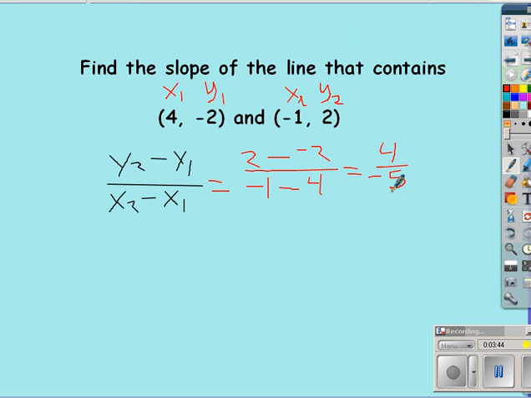One of the nice things about this formula is it does not matter which one is your x1 and which one is your x2. If I flip these numbers around and do -2 minus 2 all over 4 minus a -1, doing it the opposite direction, backwards, I still end up with -4/5. So it doesn't matter which one is your x1, y1, and which one is your x2, y2. You get the same result, -4/5, just so long as you're careful with your negatives.